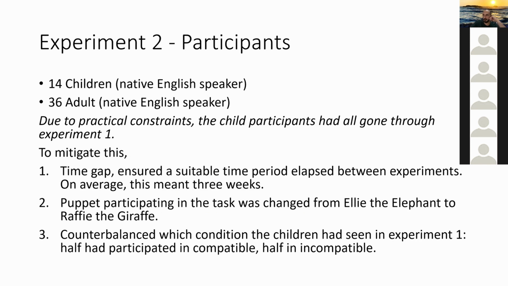So what they had to do was try and deal with a lot of the confounds because they had a lot of practical constraints, and because all their child participants had already gone through experiment 1. To mitigate this, they had a time gap and ensured a suitable time period had elapsed between experiments. On average, this meant about 3 weeks. The puppet participating in the task was also changed from Ellie the elephant to Rafi the giraffe. And this made the children want to participate more because it was seen as a sort of new task. They also counterbalanced which condition the children had seen in experiment 1. So if in the first experiment the children participated in the compatible condition, they would now be put in the incompatible condition. So this prevented any sort of repeat confounds.